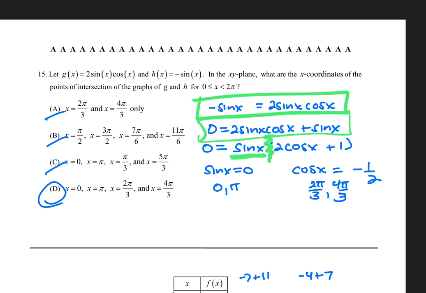Sine equals 0, and 2 cosine x plus 1 equals 0. Sine of x equals 0 at 0 and pi, and cosine of x equals negative 1/2 at 2 pi over 3 and 4 pi over 3, which was D.